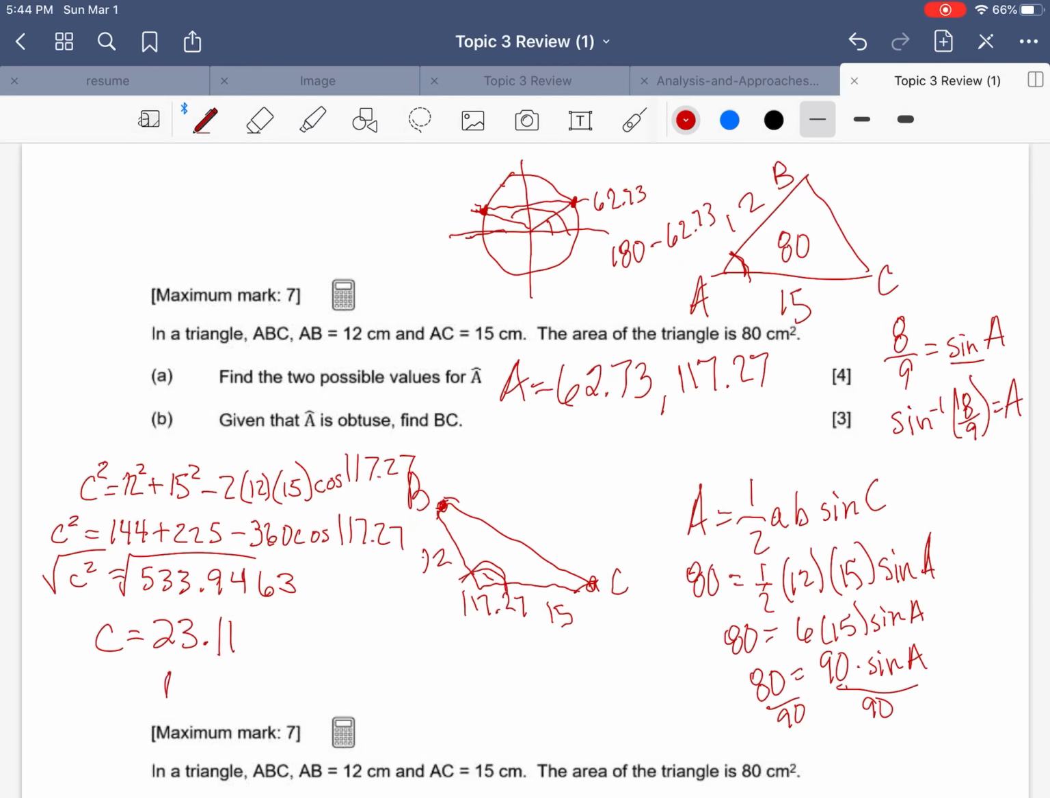So side BC is equal to 23.11. And we ask ourselves, does this make sense? Well, if it's 23.11, the side opposite 117 degrees has to be the largest side. And so therefore 23.11 is larger than 12 and 15. So therefore the problem makes sense. All right, thank you.